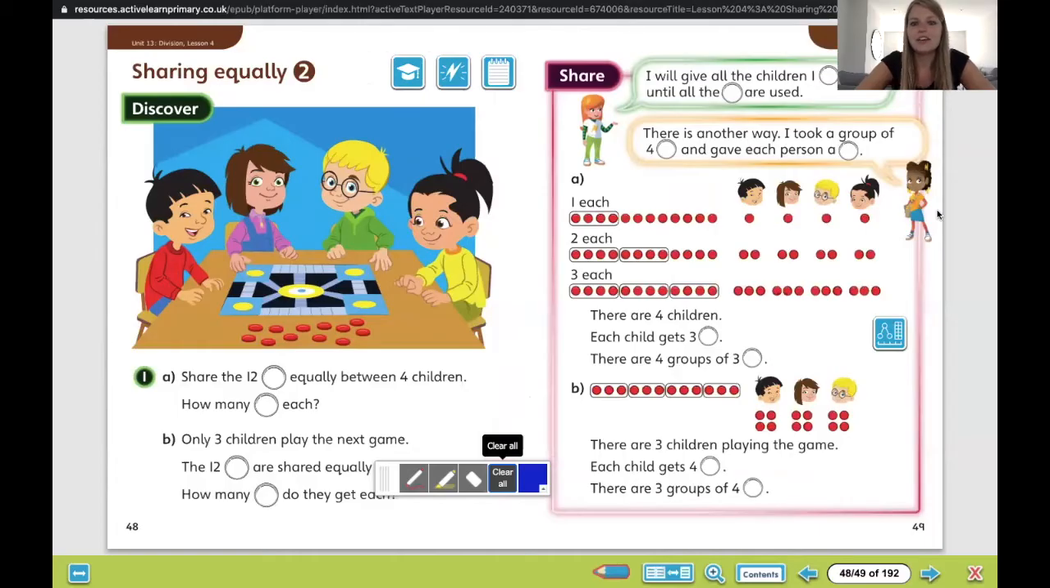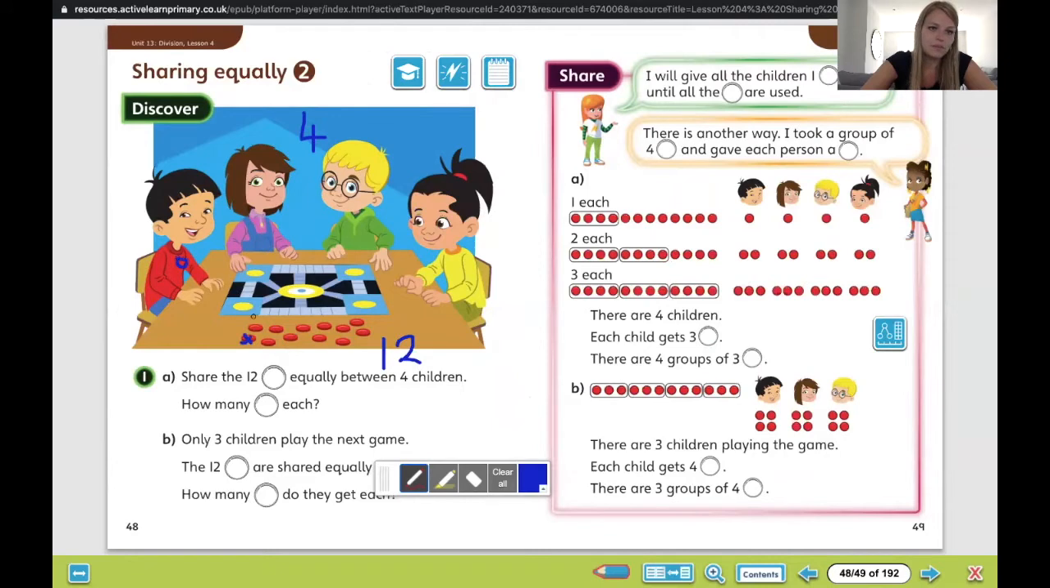Okay, so let's have a look at the share section together. So this little girl said, I will give all the children 1 counter each until all the counters are used. That's like the method that we used on Tuesday. So let's have a go at her method. So we know there are 4 children and there are 12 counters. So we're going to give 1 counter to each child at a time. Can you count them with me?